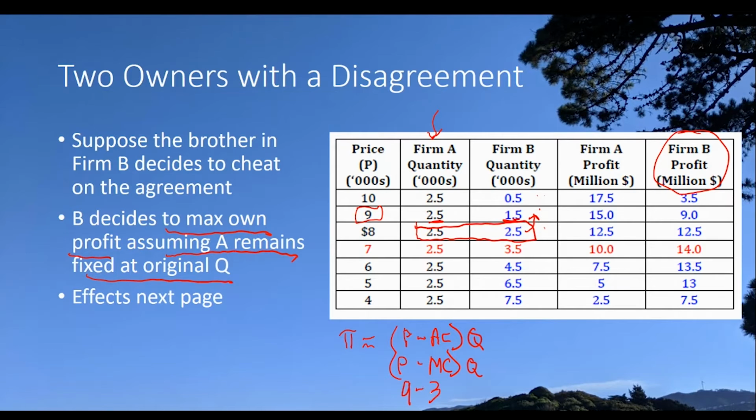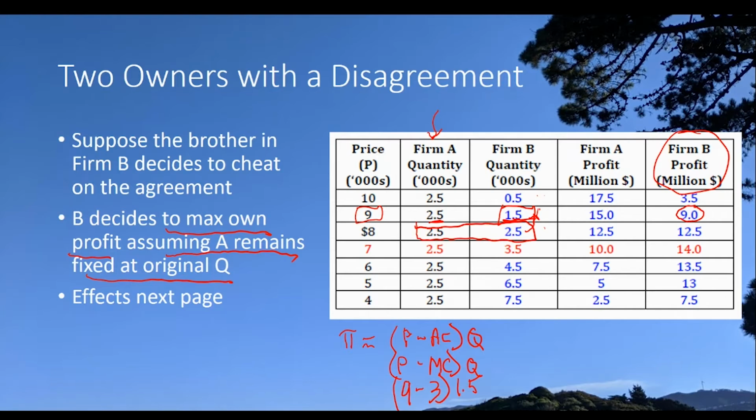So it's going to be 9 minus 3 times the quantity. And if we want to find the quantity here, it's going to be 1.5 for firm B. And it's going to be that 9 minus 3, or 6 times 1.5, which is going to give me the profit of individual firm B over here at $9 million.